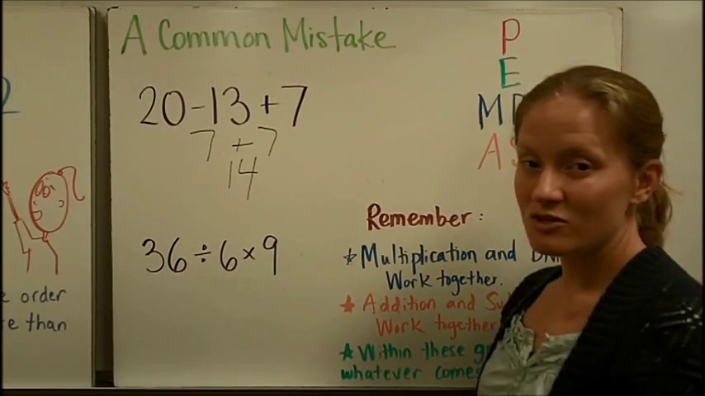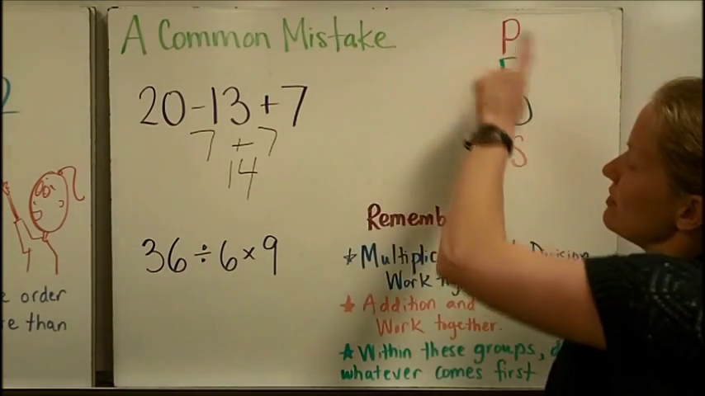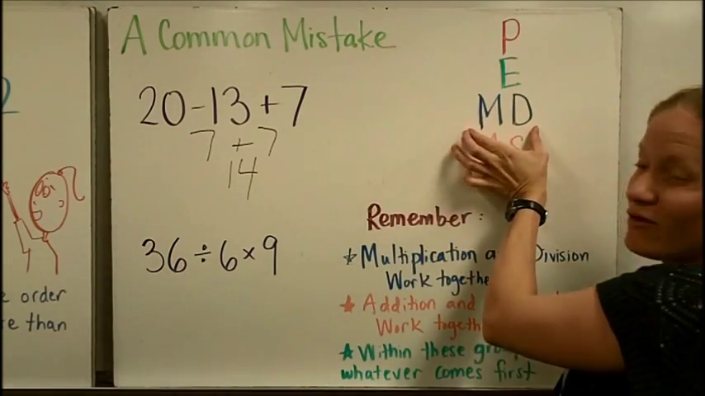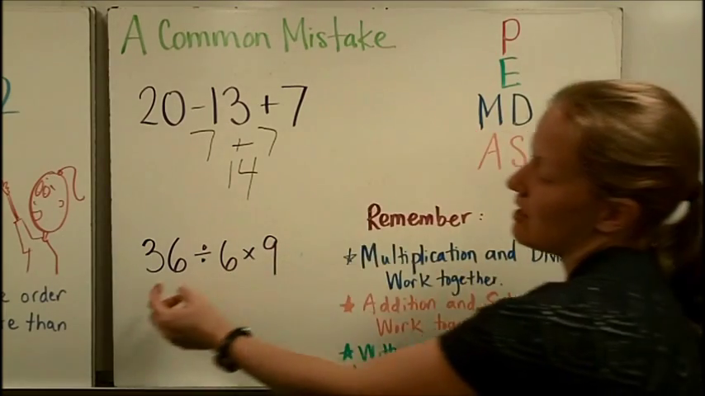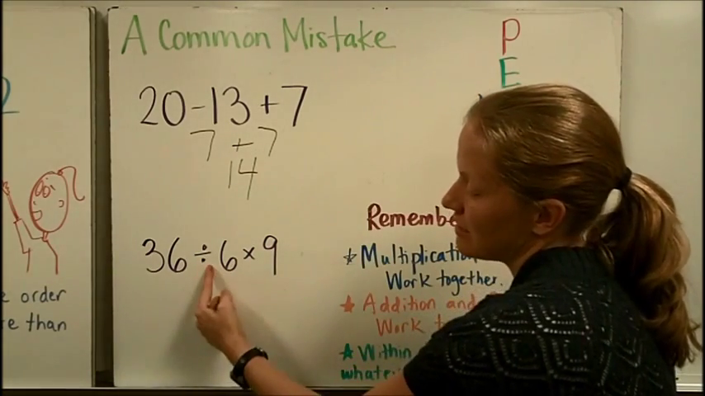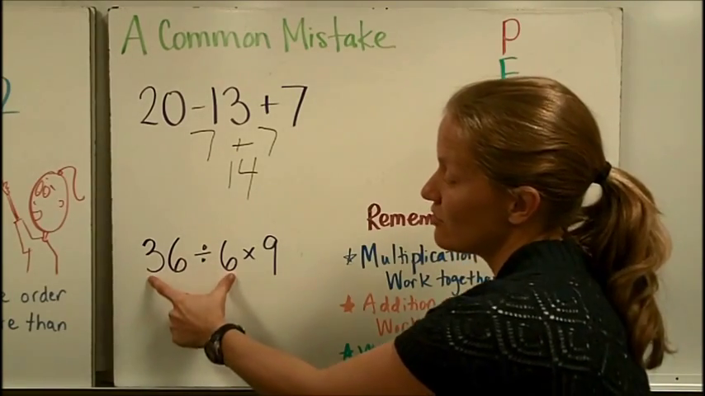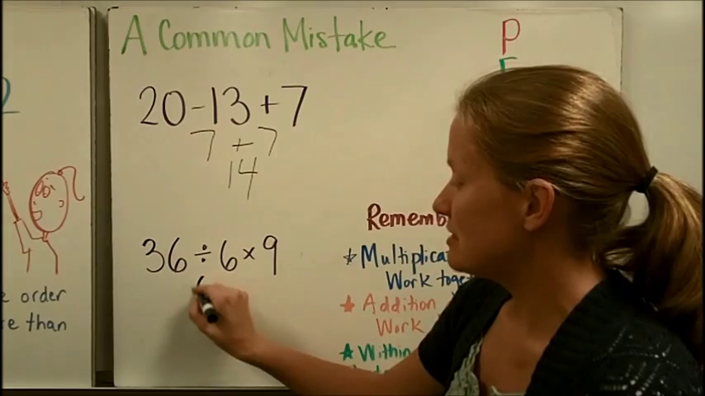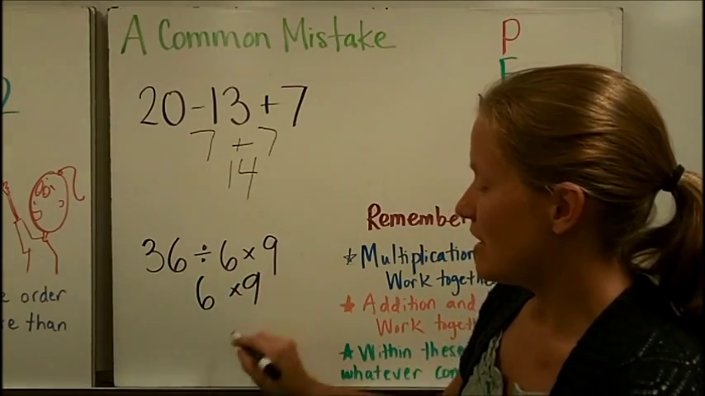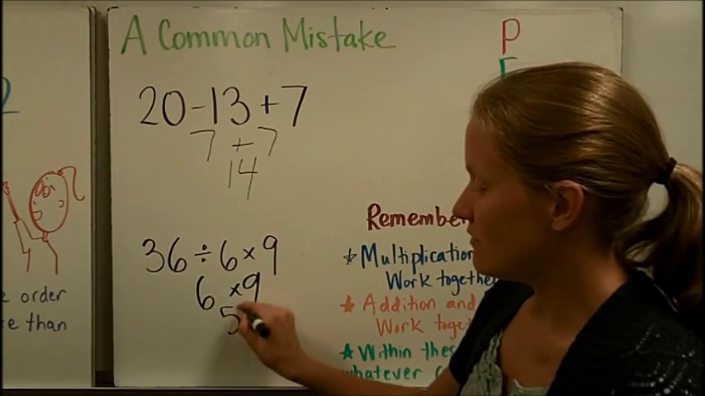The multiplication and division work the same way. No parentheses, no exponents. Now I look for either one of these at the same time. And as I go across, I got to a division sign first, so I have to do that division problem first. 36 divided by 6 would be 6. I recopy the 9. 6 times 9 is 54.